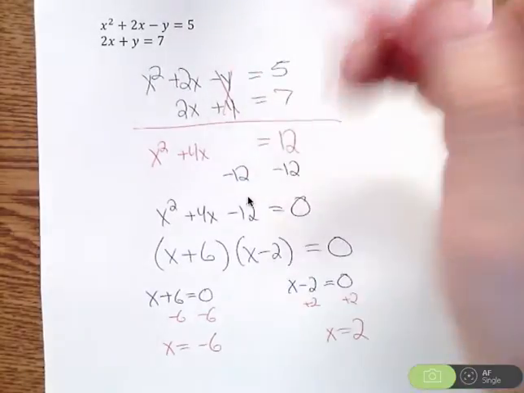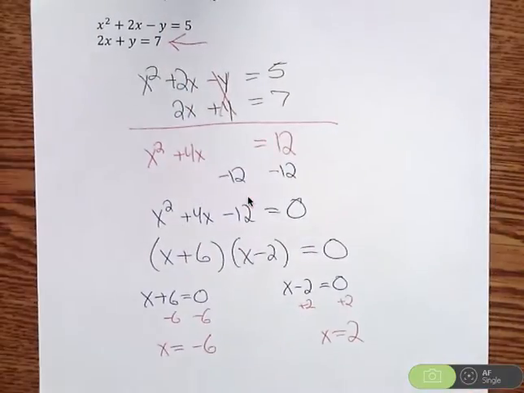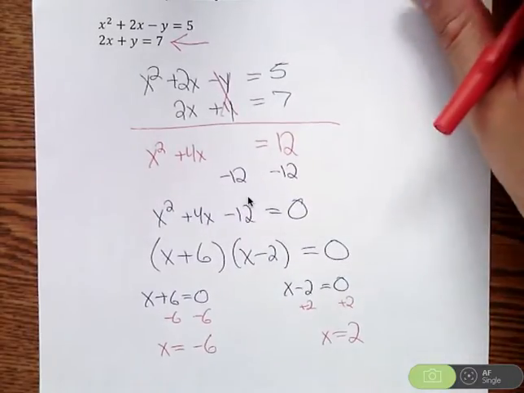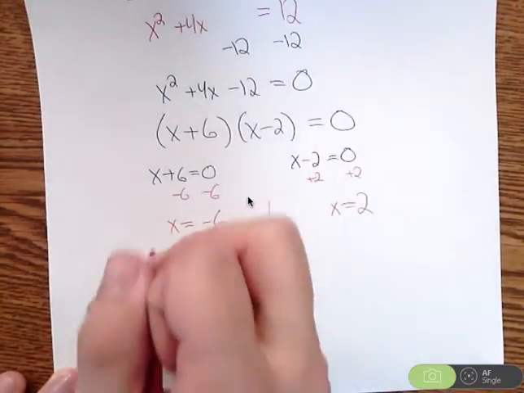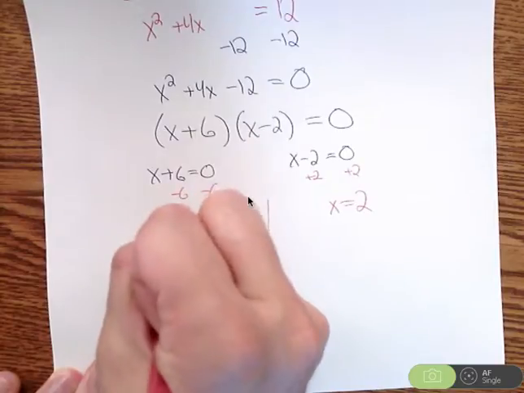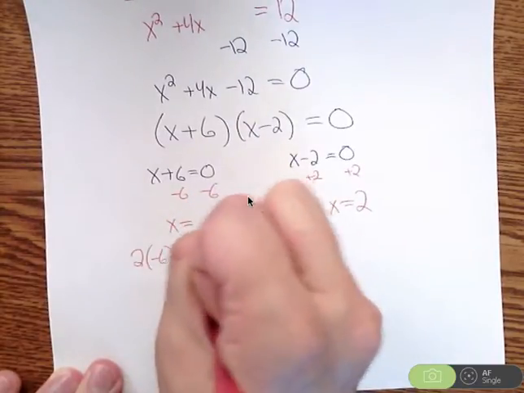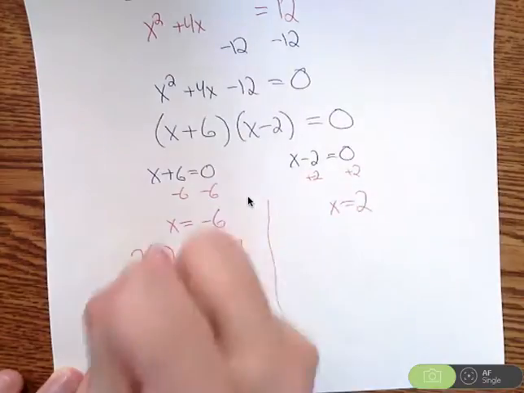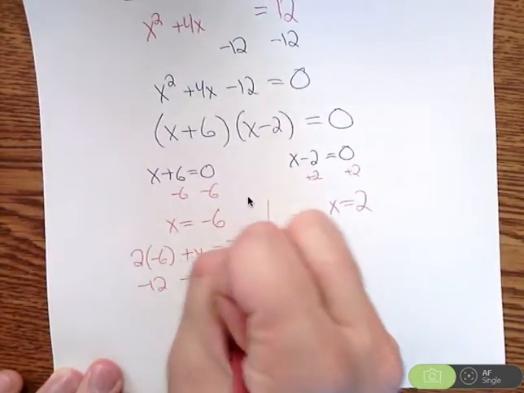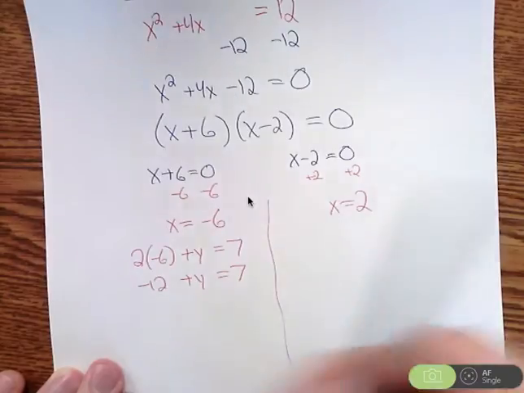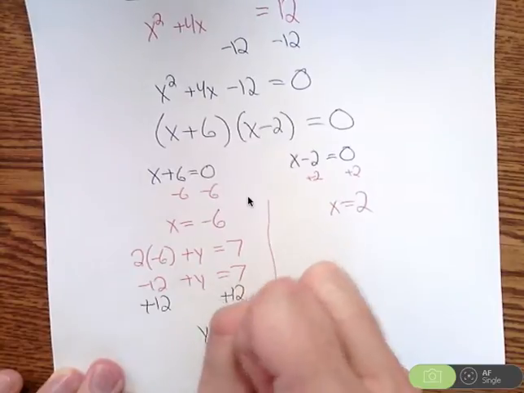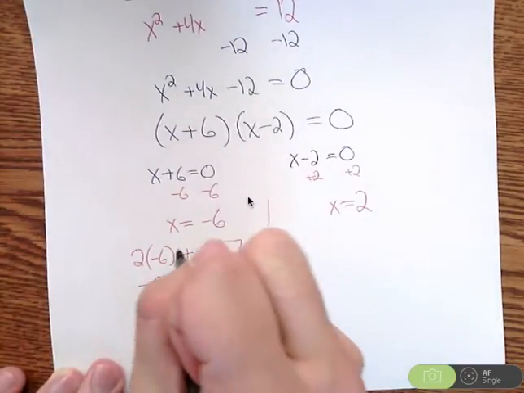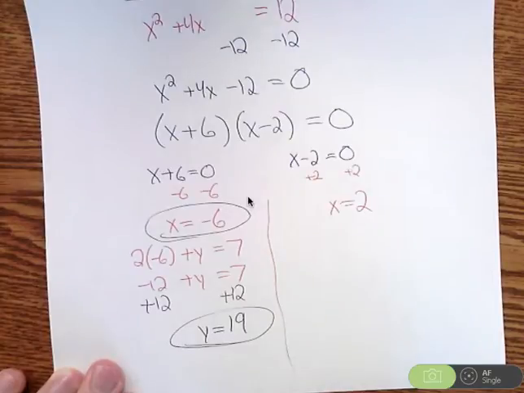The second equation there in our system looks a little bit more simple. So I'm going to plug in and solve for y in that equation. I'm going to plug my x's in to solve for y. So I need to do each of these individually. So over here I would have 2 times negative 6 plus y equals 7. So I have negative 12 plus y equals 7. Add 12, and you get y is 19. So we get x equals negative 6, y is 19.